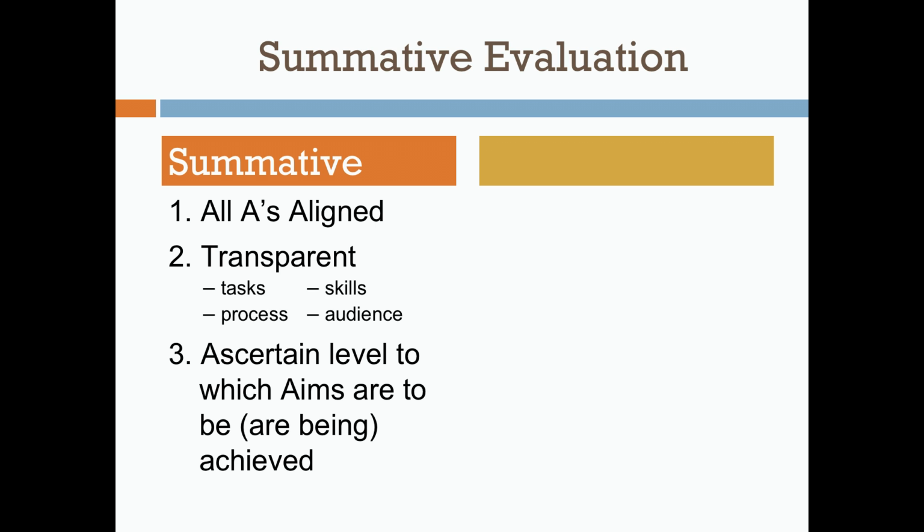And who's the audience? Is the audience you? Is the audience external reviewers for a board? Are they taking a test that gets them certification somewhere else, which might change the process, the skills, and the tasks that are required? And again, you want to ascertain the level to which the aims are to be achieved or are being achieved. So what level aim do you want? Do you want 90% accuracy in your summative, where in the process-oriented formative you are asking for 75% so that people could make mistakes, they'd take a risk, they'd try things out, they'd reflect on it, learn, and do better in the more summative.